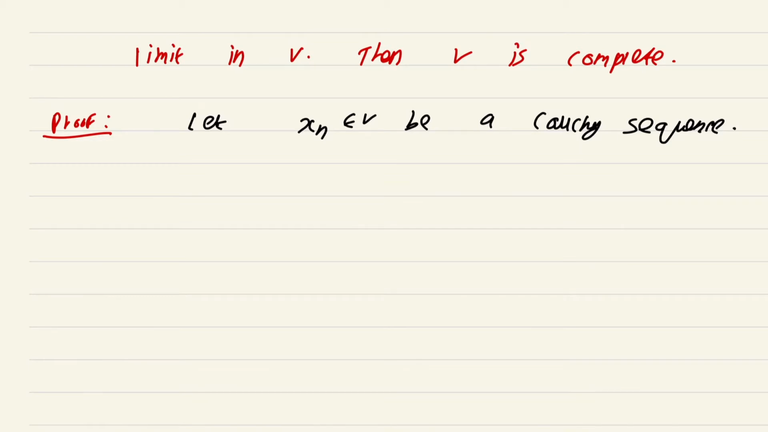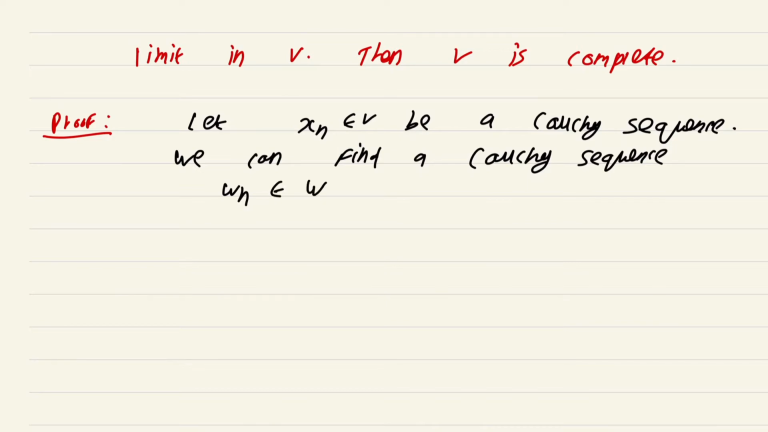Now, because W is dense in V, we can find a Cauchy sequence Wn in W such that norm of Wn minus Vn is less than 1 by n. Okay. Now, if you want to show that, okay, just a second, I made a slight mistake. Let's just call this Vn for convenience, because I have used Vn later. In the beginning I said Xn, so that makes no sense.